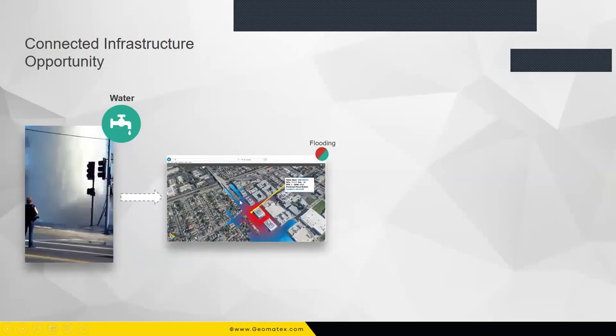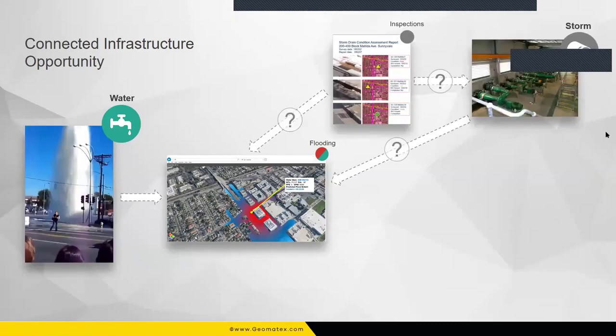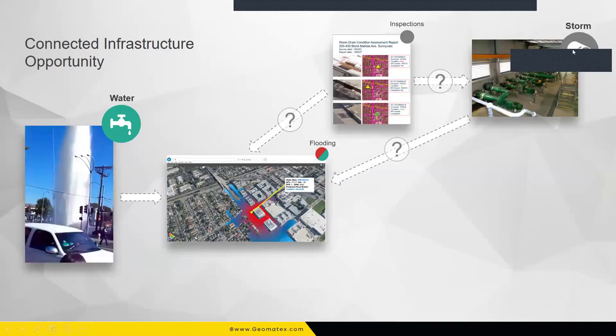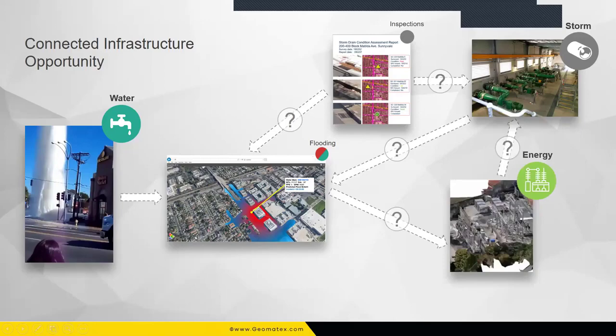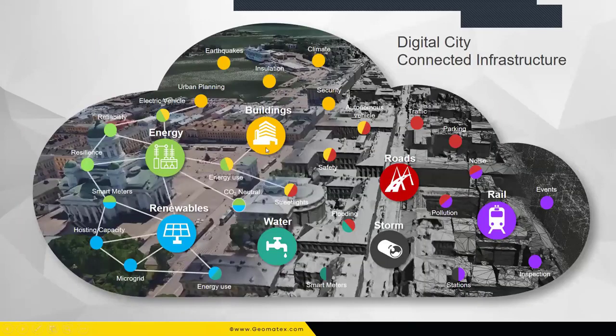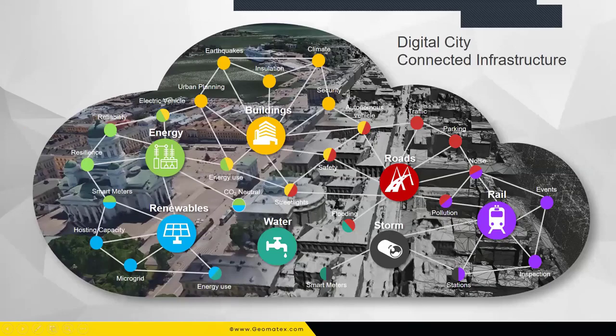And on the other side, if you are not connected, and you have a storm, and the storm network has the capability to compensate this water, but they are not integrated together, your heavily invested asset will not be used on time. So you still have a lot of question marks when you have a disconnected infrastructure. But when you have a connected infrastructure, you will be able to integrate all those networks together, and you will be able to use them over the reality model.